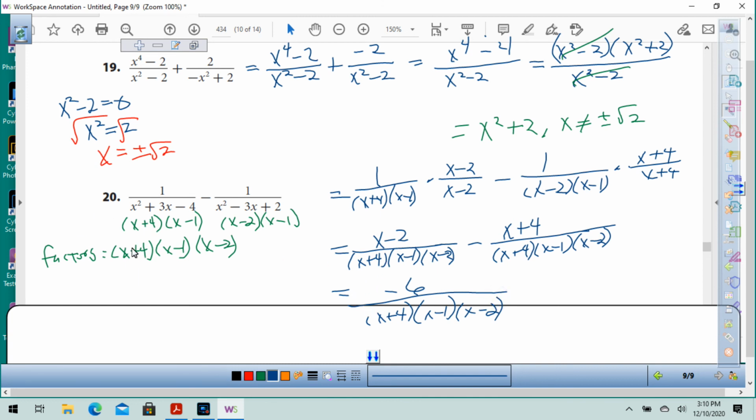All right, now we go back over here. x cannot equal negative 4, and cannot equal 1, and cannot equal 2. So my answer is negative 6 over x plus 4 times x minus 1 times x minus 2. And the excluded values are negative 4, 1, and 2.